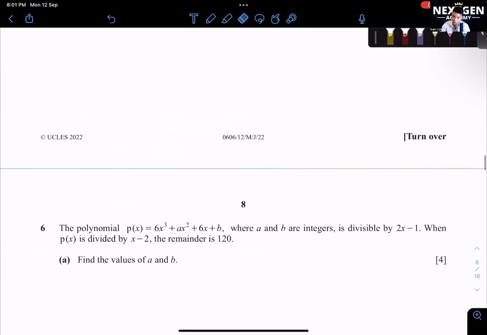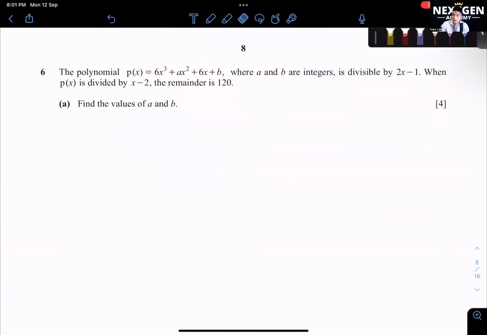Question 6. Polynomial, this one factor theorem and remainder theorem. I also always say that this is a 3-mark question for y'all. Because so easy. The concept of it and the calculation of it is very easy. So please don't get it wrong. Polynomial p(x) equals 6x cubed plus ax squared plus 6x plus b, where a and b are integers, is divisible by 2x minus 1. So when they say it's divisible by 2x minus 1, it means this is a factor. Then when p(x) is divided by x minus 2, the remainder is 120.